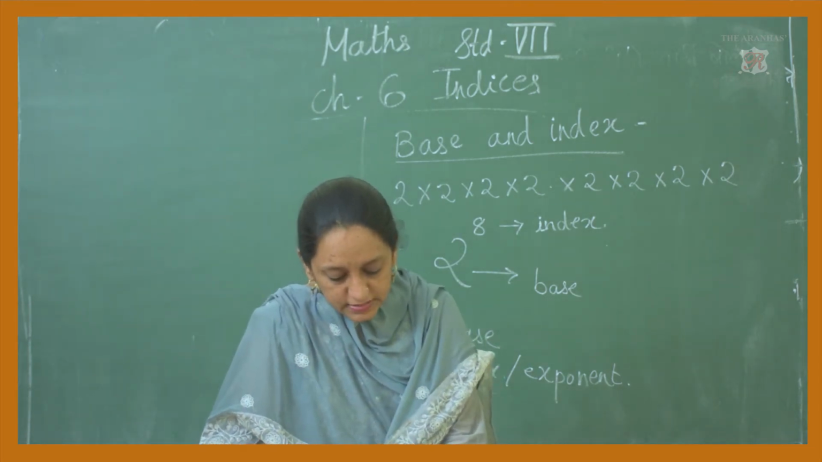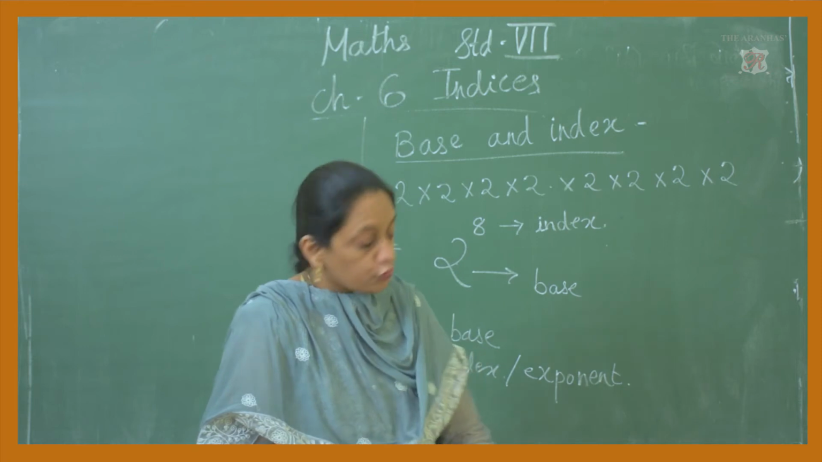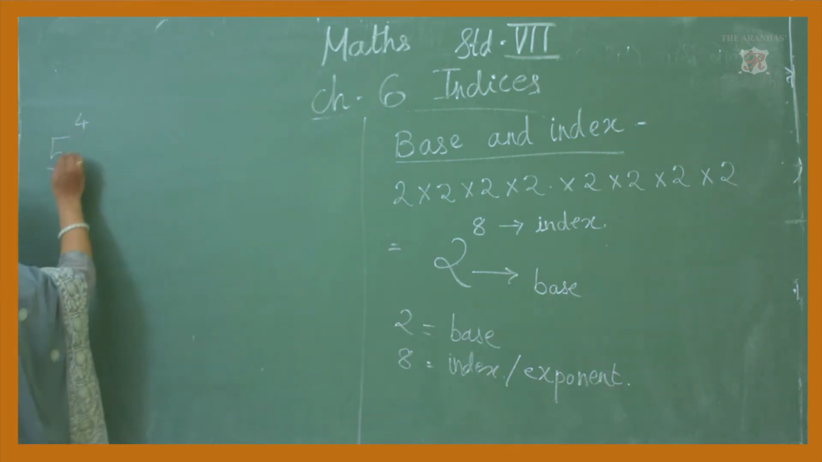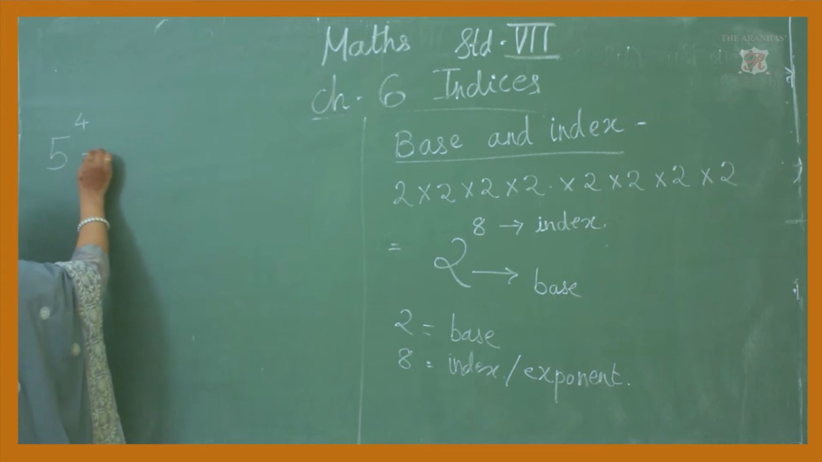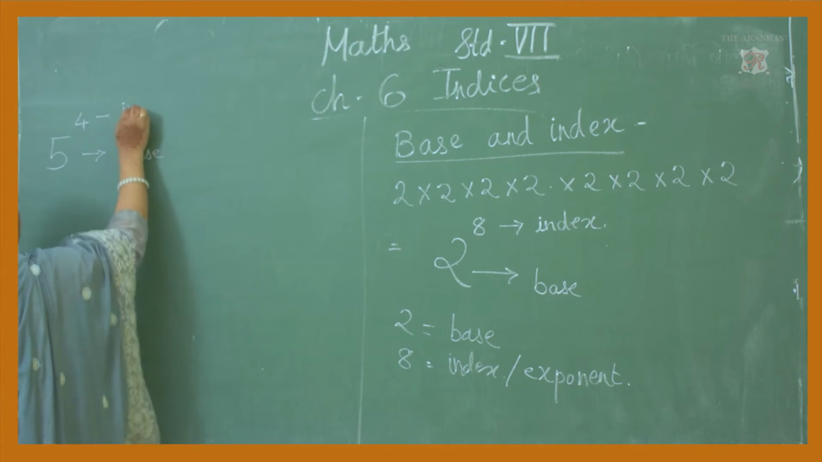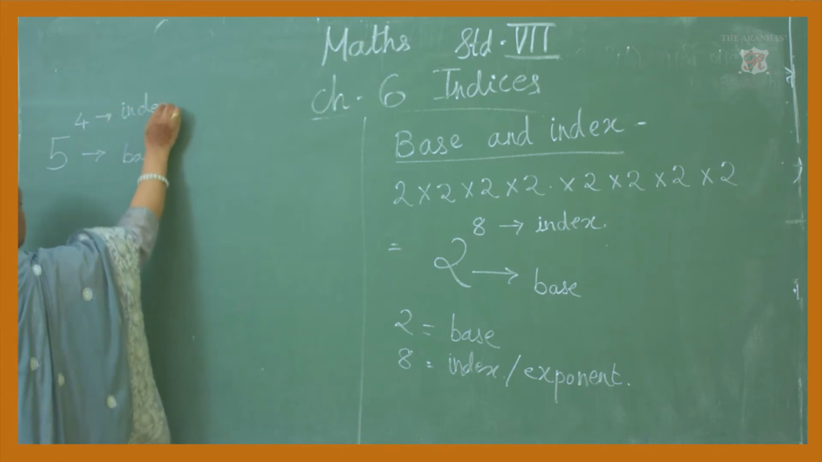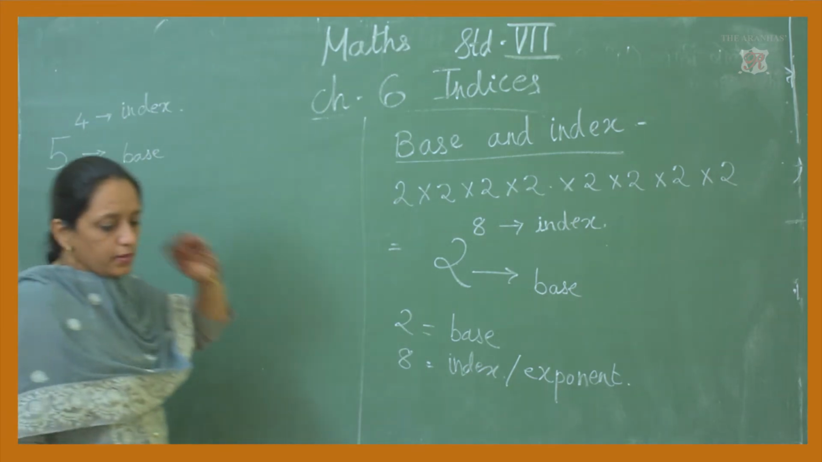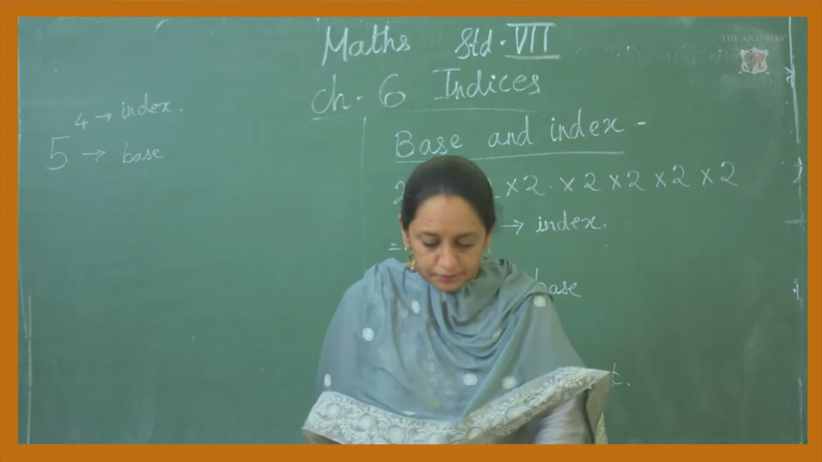5 raised to 4 is the next example. In 5 raised to 4, what is the base, what is the index, students? Now you all must have understood. The down number is called as the base and the number on the top is called as the index or exponent. That means 5 is multiplied 4 times. 5 multiplied by 5 multiplied by 5 multiplied by 5. 4 times it will be multiplied.